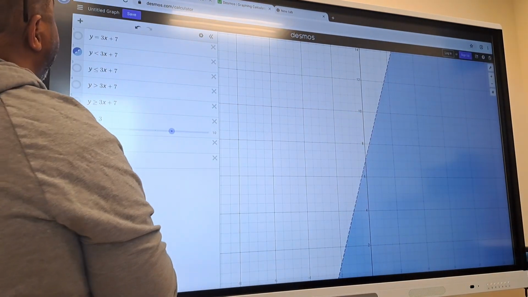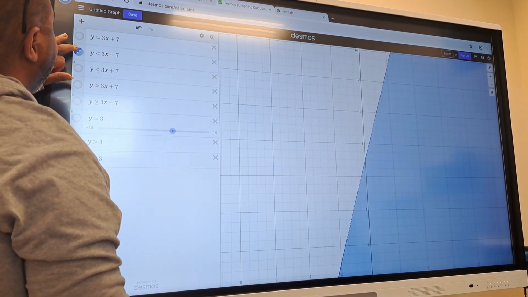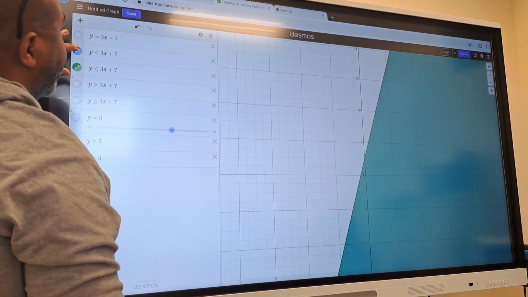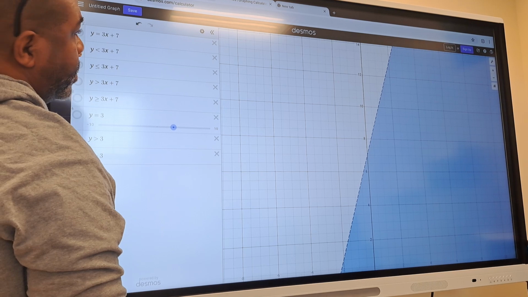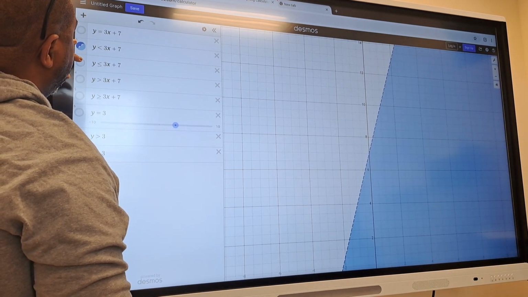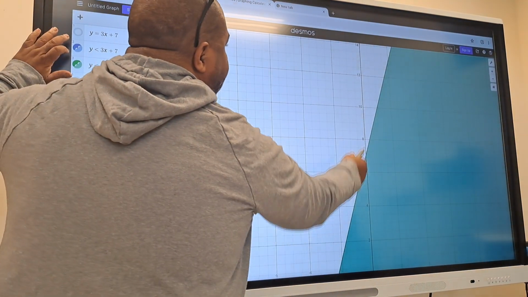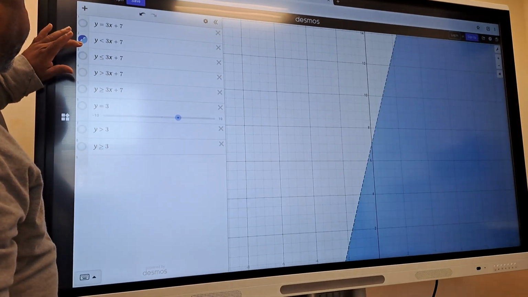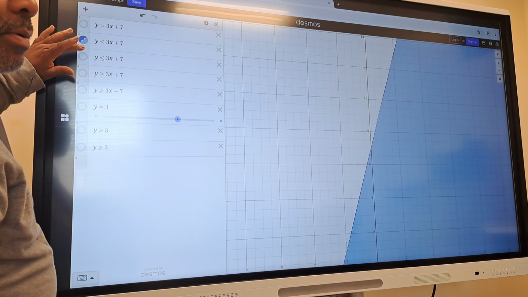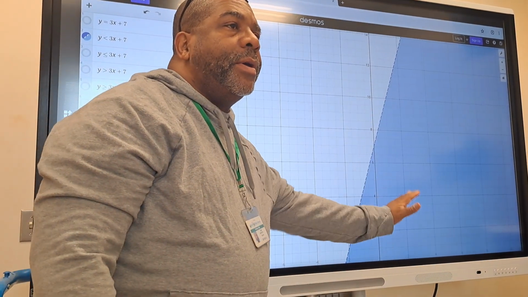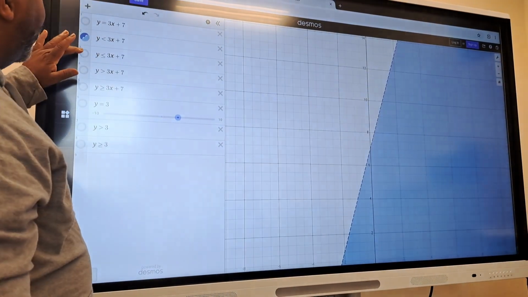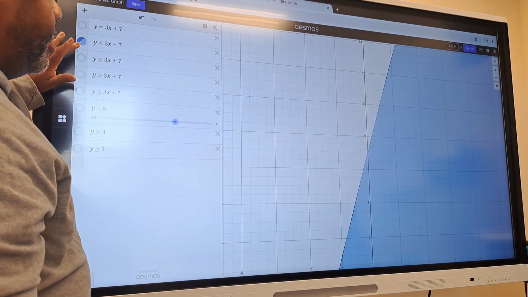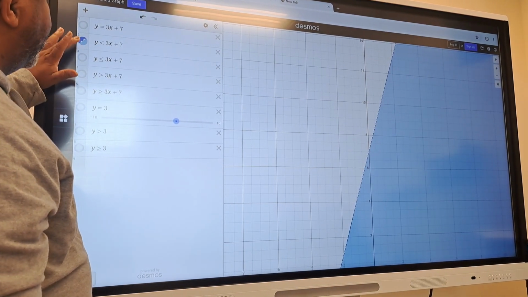So what happens if instead of less than, it's less than or equal to? What's the difference between that and this? Is this a solid line? When it's less than or equal to, it's a solid line. When it's just less than, it's a dotted line. The shading still happens in the same area, but when it's less than or equal to, it's a solid line. When it's less than, it's a dotted line. So we can see that.